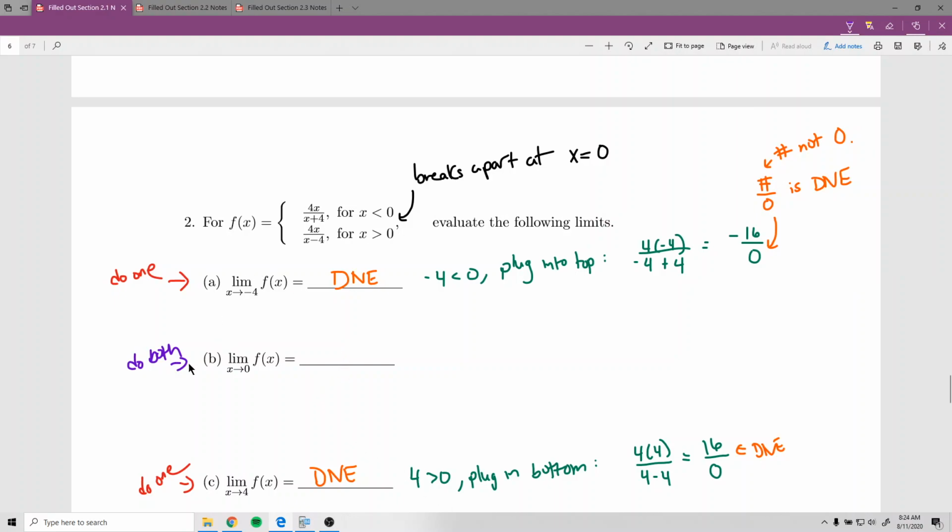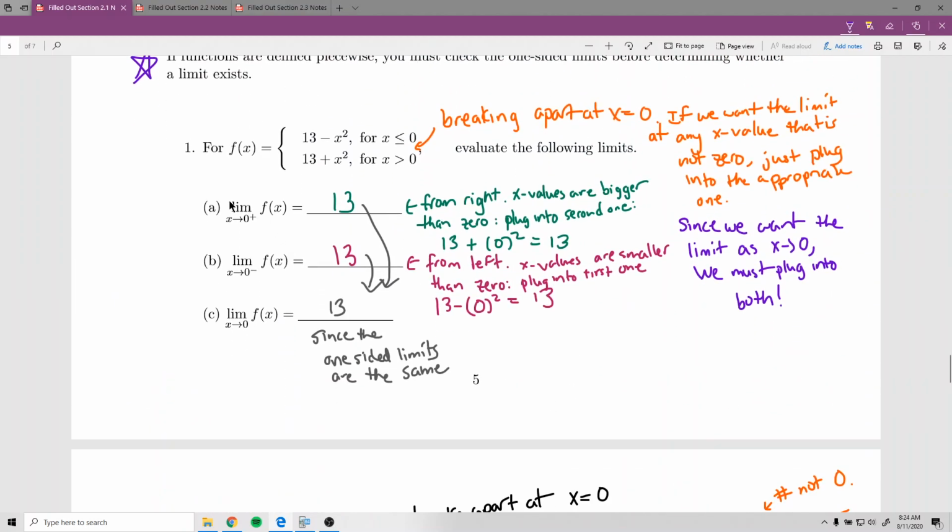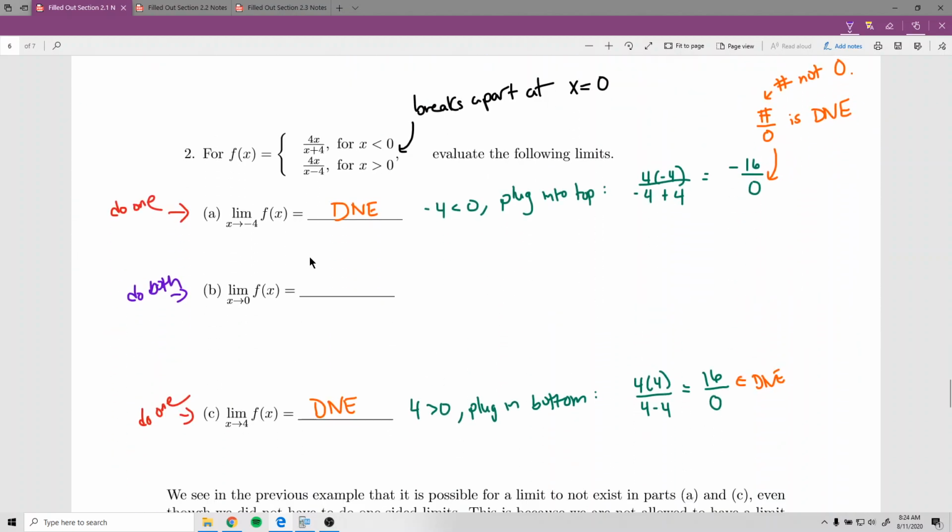Now for part B, we have to plug it into both. You'll notice from above, since we had to answer the one-sided limits, we had to be careful which one we did first and second. But this one, you just plug in both and check if they're the same. So let's plug in x equals 0 for the top. We got 4 times 0 over 0 plus 4. 4 times 0 is 0. 0 plus 4 is 4. And 0 on top is fine as long as the 0 is not on the bottom. This is 0.